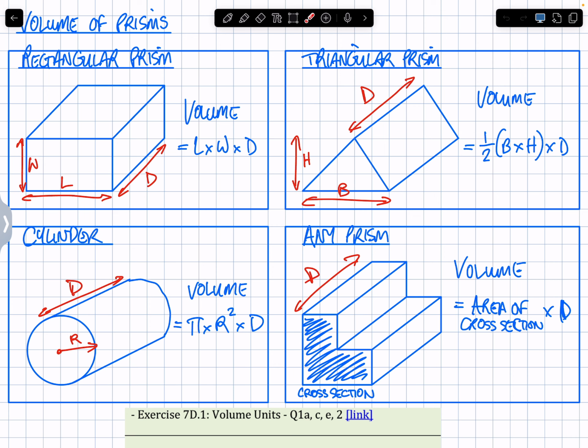Will we find the answer to this? Will it be in like centimeters, like cube instead? Yep, cubic centimeters, yes.